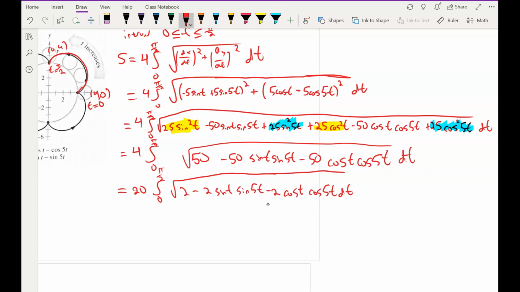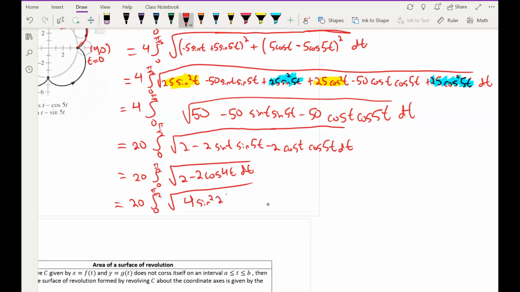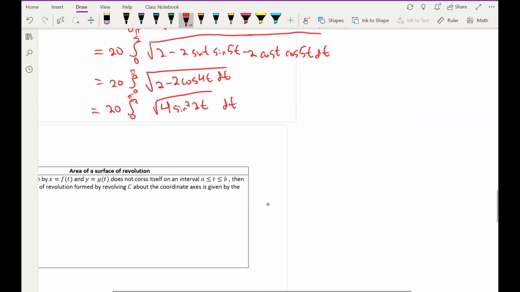All right. So what we're going to do next is simplify some things and apply some trig identities. This is going to be equal to 20 times the integral from 0 to pi over 2 of 2 minus 2 cosine of 4t dt. And applying some trig identities, we can simplify this down to 20 times the integral from 0 to pi over 2 of the square root of 4 sine squared 2t dt. Get this out of the radical. Now, we have essentially gotten to the point where we can evaluate this radical.